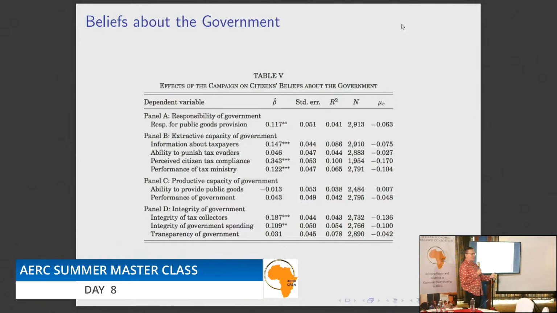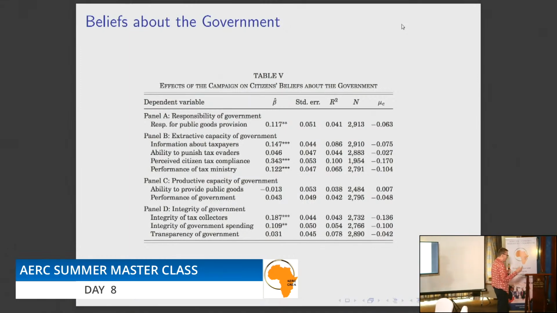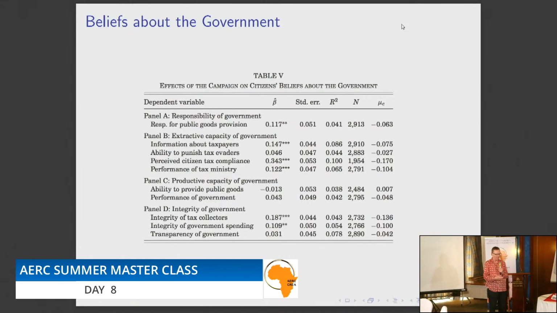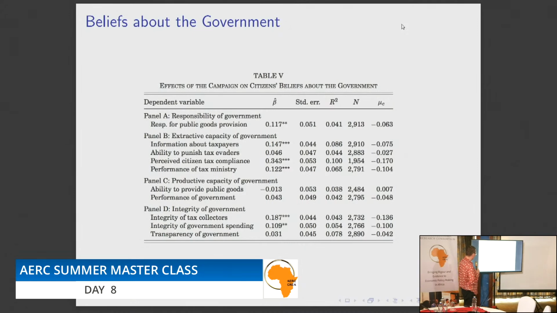And this aspect of it is very interesting, which is that just the fact that suddenly you have these tax collectors showing up with these machines, you sort of think, gosh, this is a serious thing, the government in Kananga. Okay, so the performance of the tax ministry improves your opinions about it, and it increases your belief, I guess this is the most interesting one, that the government is responsible for public good provision.